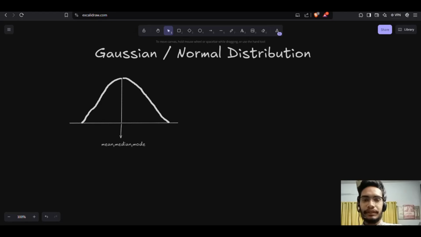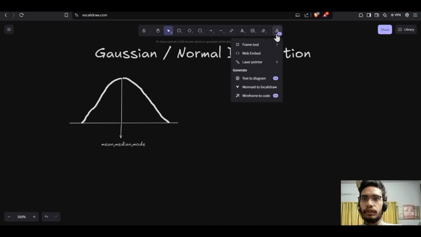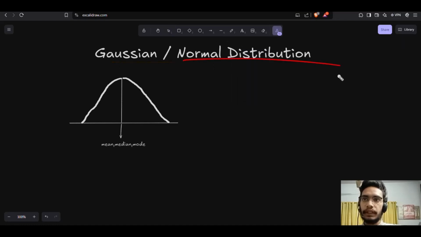So in this session, we will see what is the Gaussian or a normal distribution. It is a very important concept in statistics, and especially when you are talking about the outliers and when you are generally checking the distribution of your data, then it is really important to understand what is the normal distribution or a Gaussian distribution.